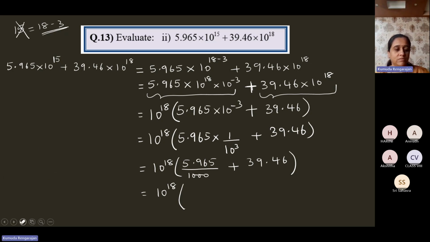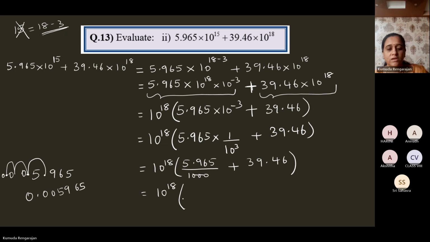The number is 5.965 divided by 1000. So you should shift the decimal point to the left by 3 places because 3 zeros. 1, it comes here. 2, 3, here it is. So 2 zeros. So you can put a 0 here. So it's 0.005965 plus 39.46.